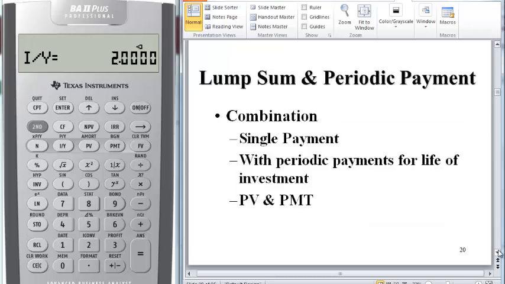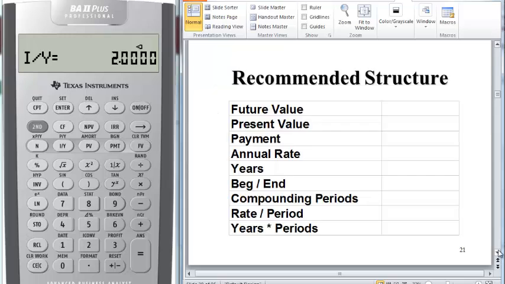So lump sum and periodic payments, this could be a combination. There are times whenever I receive a payment that is a single payment, and there are periodic payments for the life of that investment. This is whenever we're looking at present value and payments. The recommended structure that I would suggest that you use and print out is as follows. This will keep you from making mistakes. For the rest of this lecture, I'll use this recommended structure. I suggest if you were to take an exam in an online setting that you print out a bunch of these and use them to draw out every single time value of money problem you may come across.